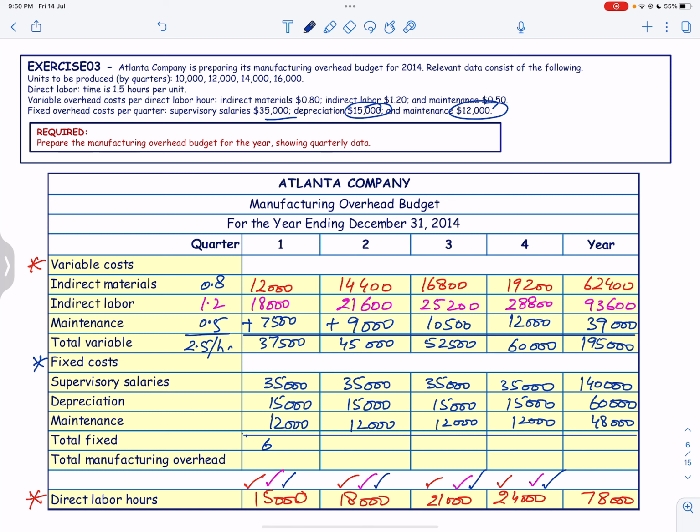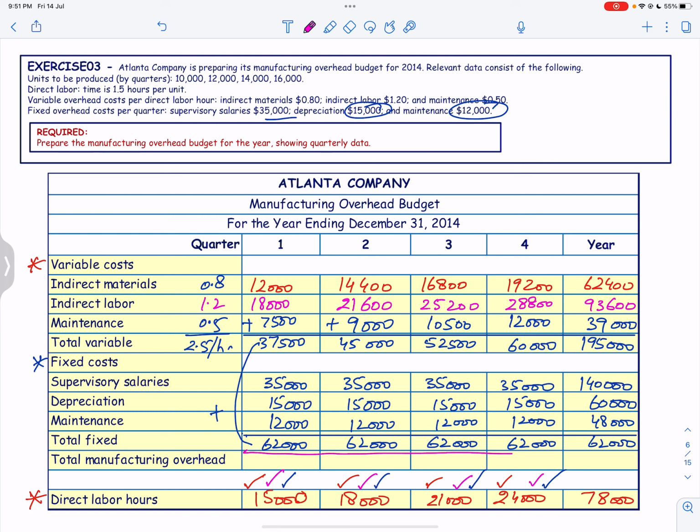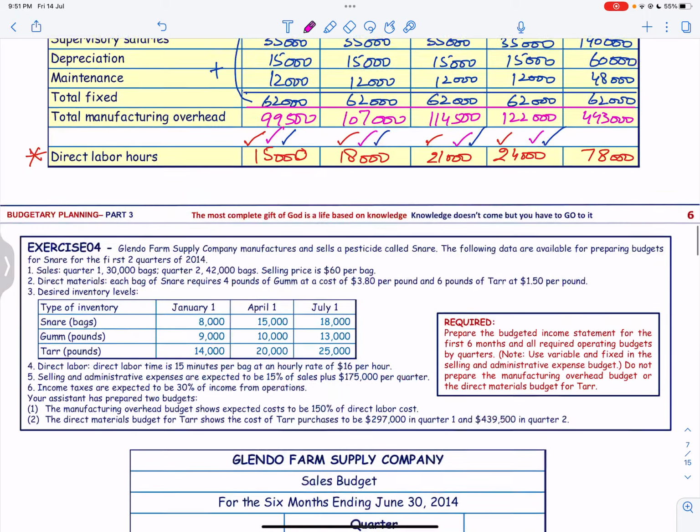So the total fixed cost will be 62,000. And the total manufacturing overhead will be 37,000 plus 62,000, that is the total variable cost plus the total fixed cost, and this will be equal to 599,500, 107,000, 114,500, 122,000, and 443,000.